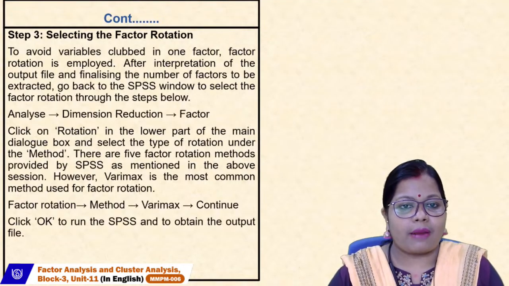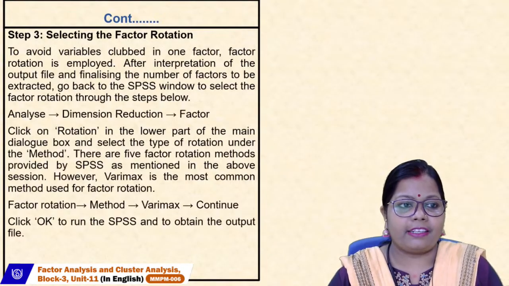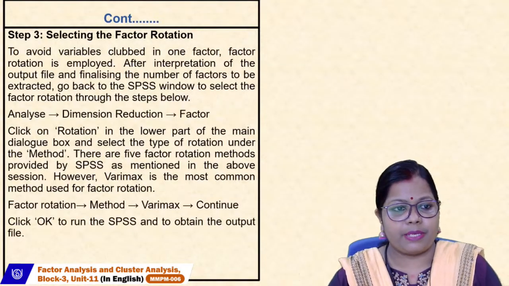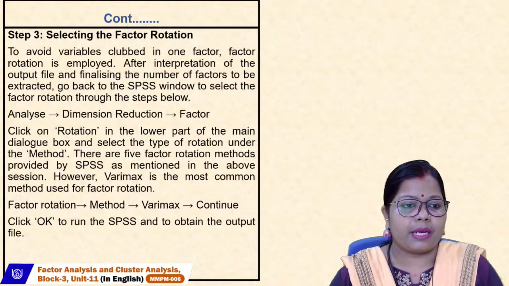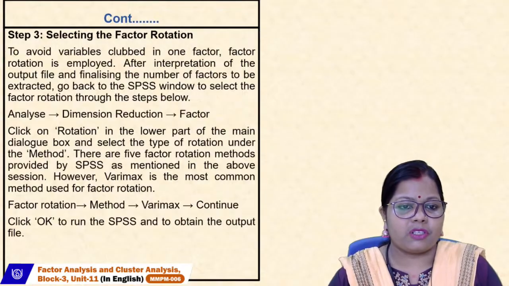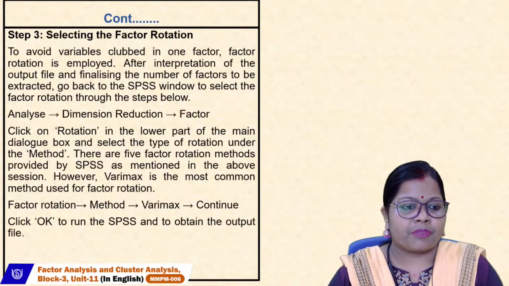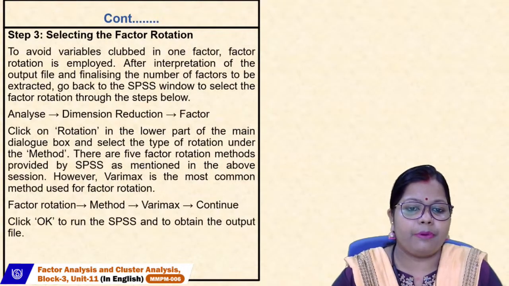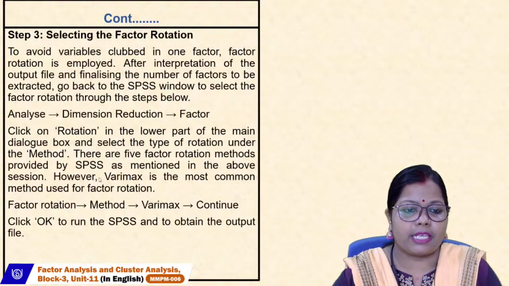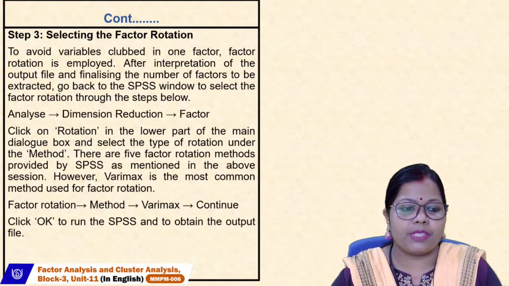factor rotation is employed. After interpretation of the output file and finalizing the number of factors to be extracted, go back to SPSS, then go to Analyze. From the Analyze button we will go to Dimension Reduction. From Dimension Reduction we will move to Factor. Clicking on Rotation in the lower part of the main dialog box, select the type of rotation under the method. There are 5 factor rotation methods provided by SPSS.